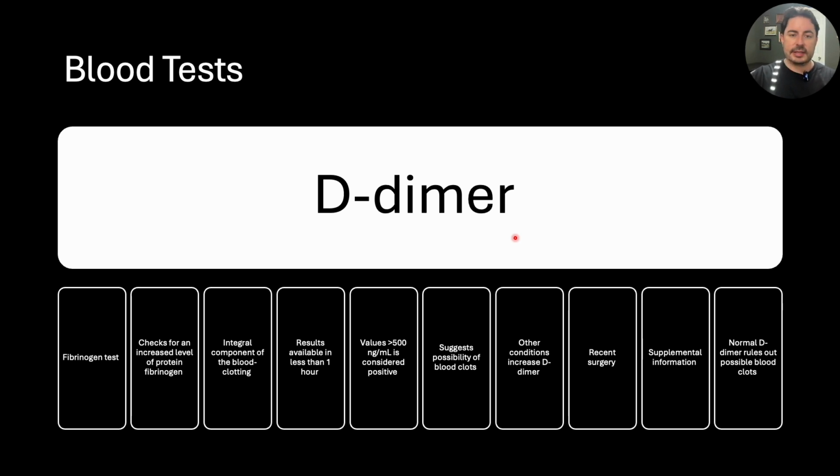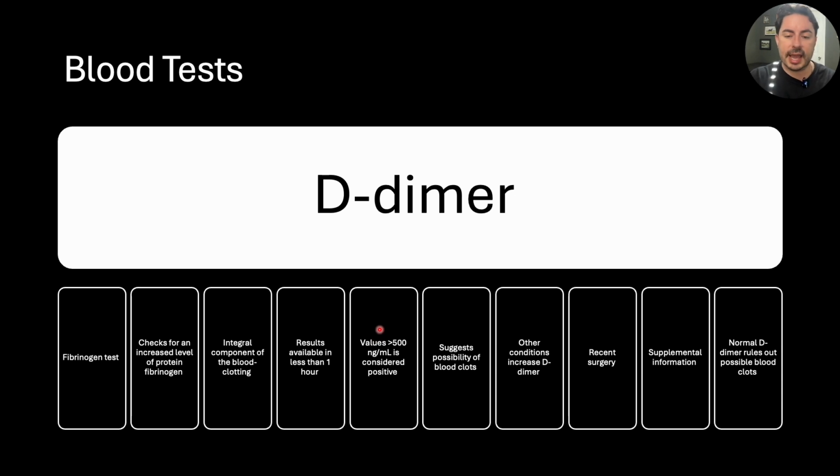In some facilities, they have little cartridges that you can inject blood into, and you slide that cartridge into like a tablet, and it'll analyze it right then and there. So you can get it really, really quick. Go ahead and put a circle right here. Values greater than 500 nanograms per mL is considered positive. When you have a D-dimer that's positive, that suggests that there is a clot. That suggests that there is a blood clot.